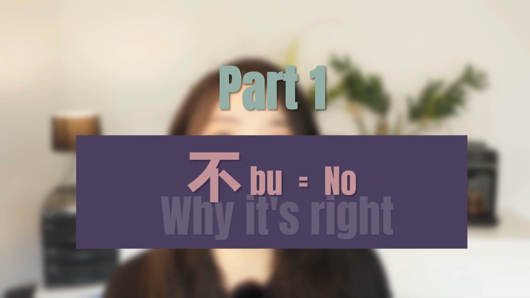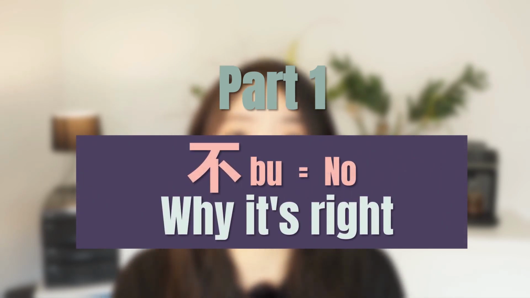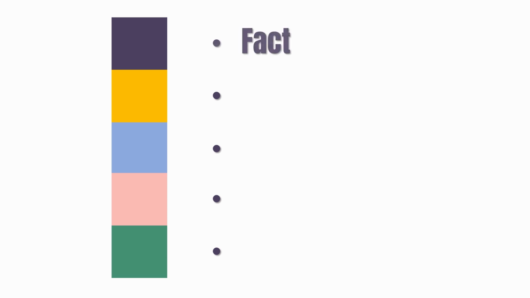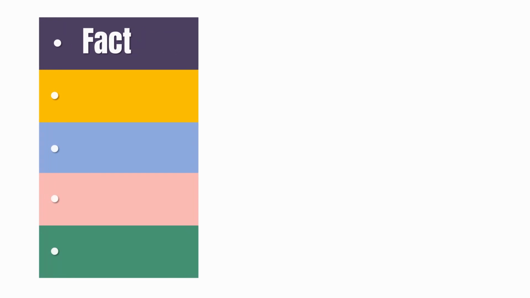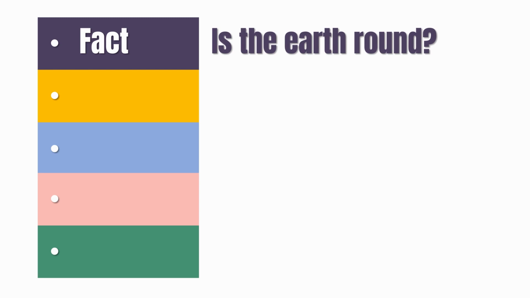Now, let's start with the first part. Why is 不 in Chinese the equivalent to no in English? In our last video about yes, I showed you 5 different categories that require different yeses as answers. These 5 categories are fact questions, such as Is the earth round? 地球是圆的吗?